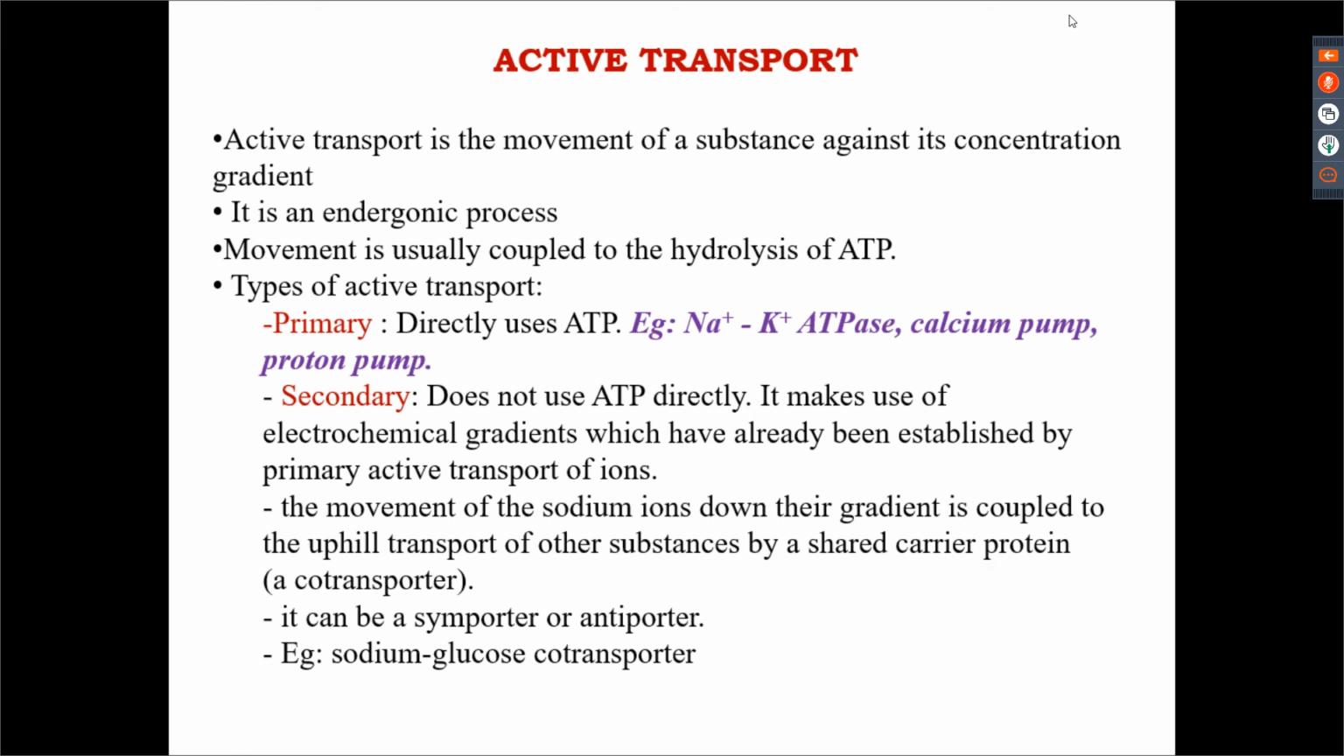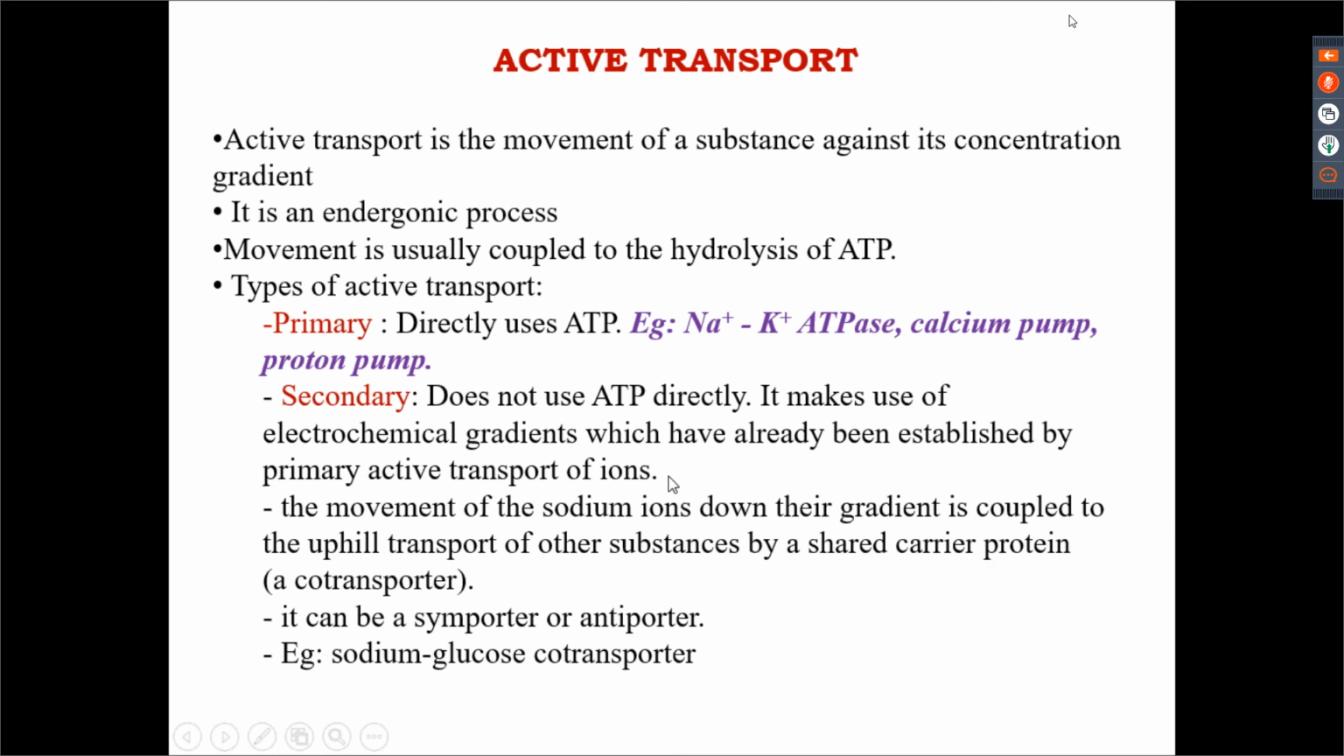Next, we come to active transport. Active transport needs energy, and it can be of two types. It can be primary active transport or secondary active transport. Primary active transport directly uses ATP, and examples are sodium potassium ATPase, calcium pump, and proton pump. Secondary active transport does not make use of ATP directly, but it makes use of electrochemical gradients which have already been established by the help of primary active transport of ions.